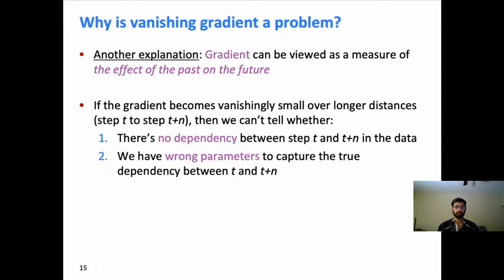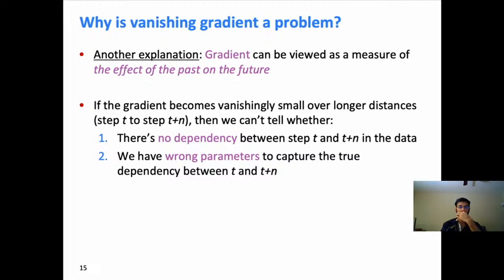But the second possibility is that, yes, there is a true connection between those two things in the data and in the task, and really, ideally, we should be learning that connection. But we have the wrong parameters in our model to capture this, and therefore that is why the gradients are small, because the model doesn't see them as connected. So we are not learning the true dependency between these two things.